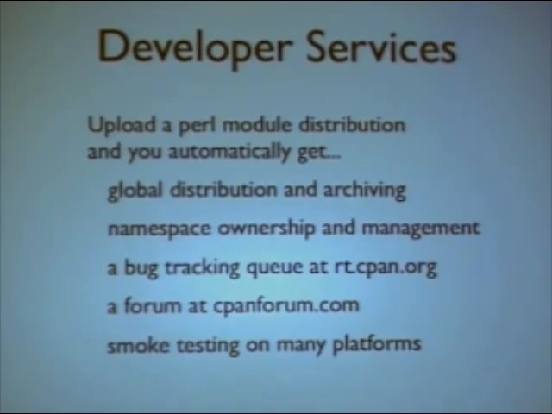Every time you upload a new distribution to CPAN, you get global distribution archiving. Namespace ownership and management: first come, first served. You upload a module with a particular namespace, you get that namespace. If you upload a module with somebody else's namespace, you won't get indexed. You can upload it, but it won't be found by people searching. You automatically get a bug tracking queue, you automatically get a forum, and you automatically get smoke testing on many platforms. I'll show you more of that shortly.